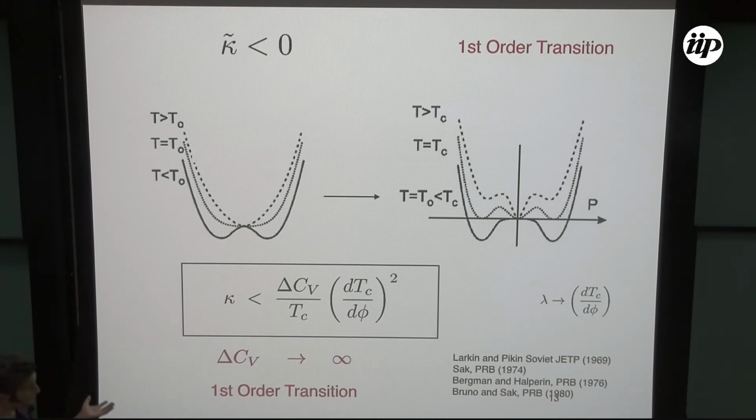And so this is just another way of thinking about the Larkin-Pitkin criteria. All we've done so far is rederive the Larkin-Pitkin criteria. Again, when the specific heat diverges, we'll have a first order transition. And this work was first done in 1969 by Larkin and Pitkin.